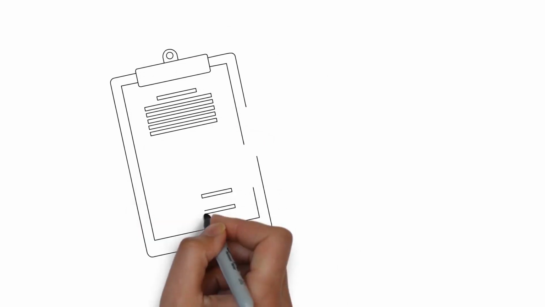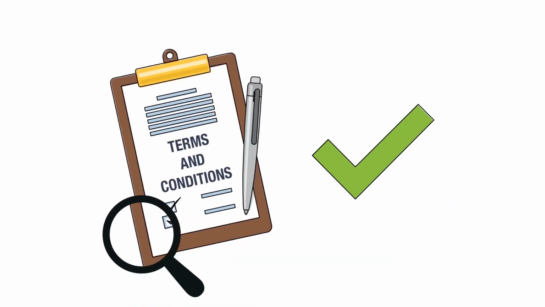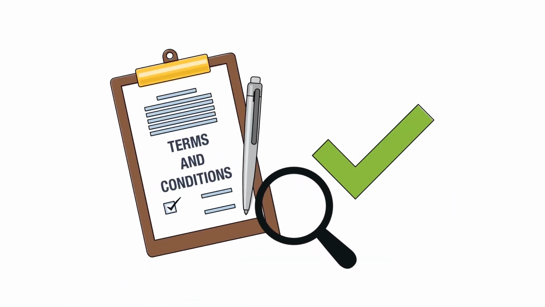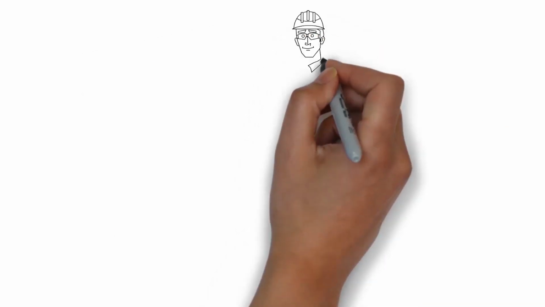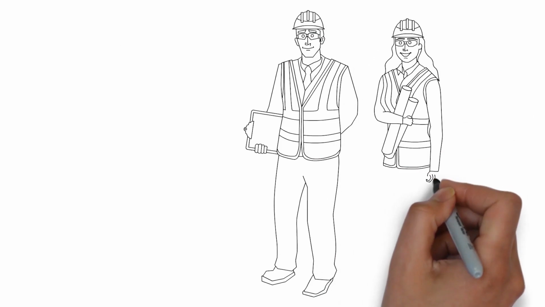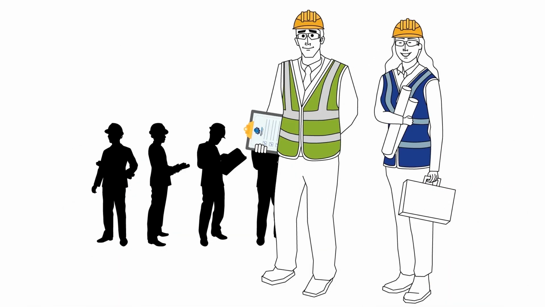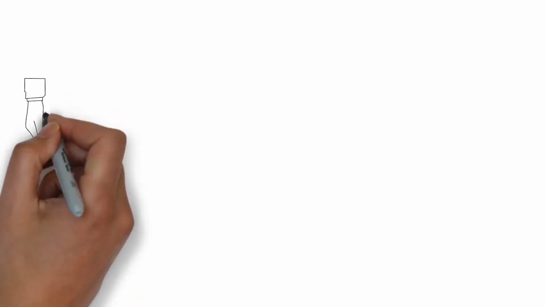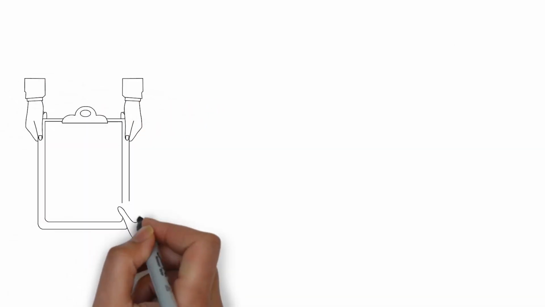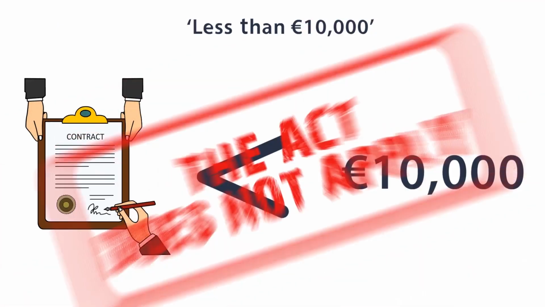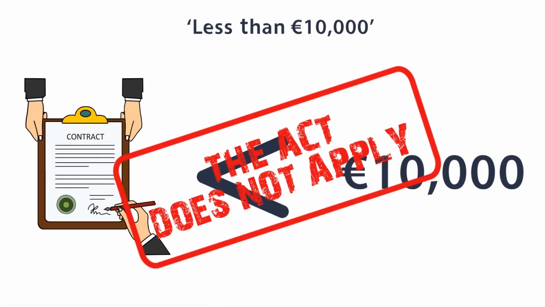Now, contractors and subcontractors must, at a minimum, comply with this Act regarding payment terms and conditions. The CCA covers a broad range of building activities and includes work carried out by professionals such as architects and engineers. But there are times when the Act does not apply. For instance, when the value of the contract is less than €10,000.